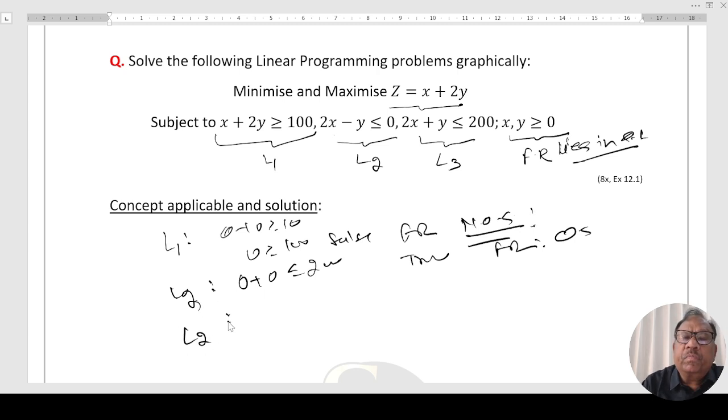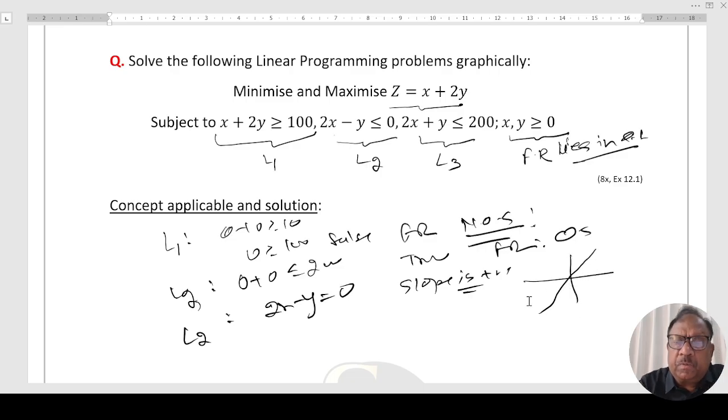L2 is 2x minus y equal to 0. This line is passing through origin and slope is positive. Slope is positive, right? Means this line is passing like this.